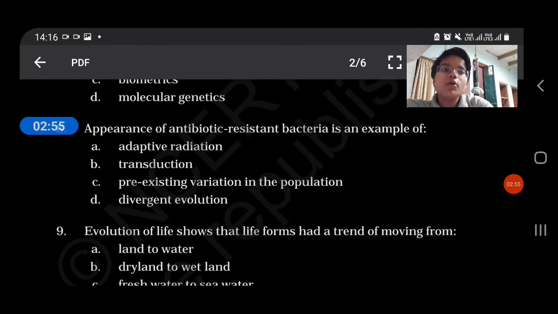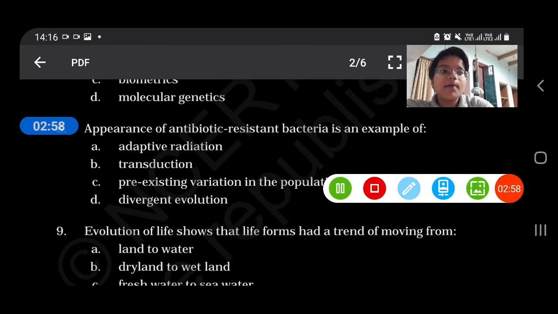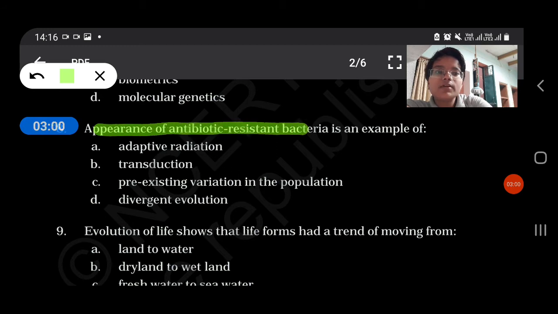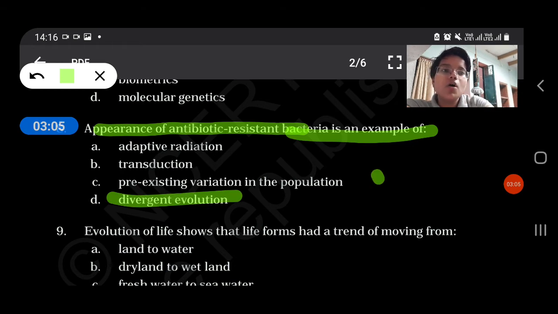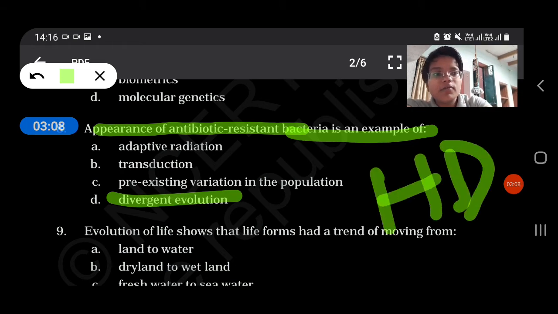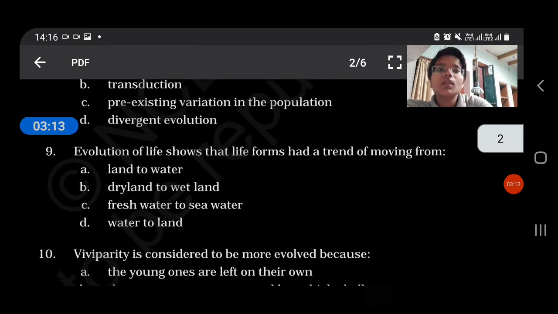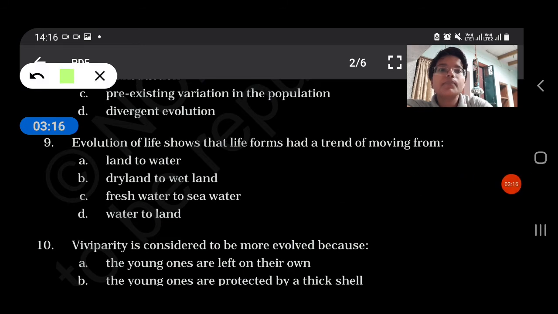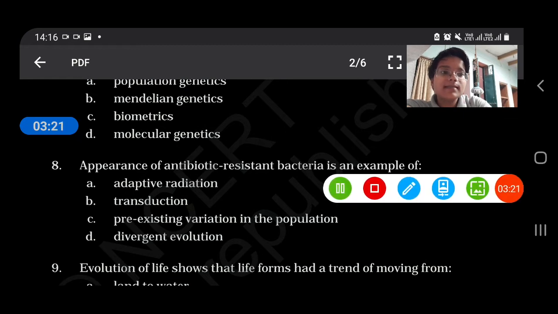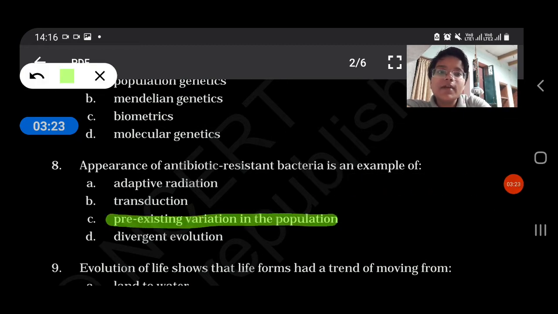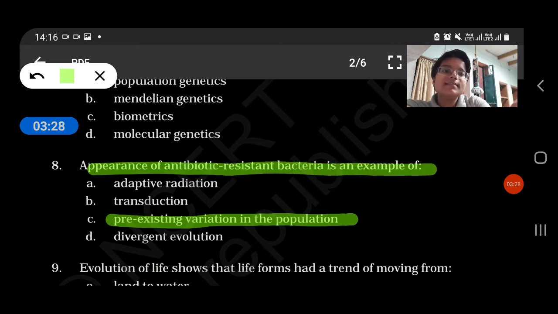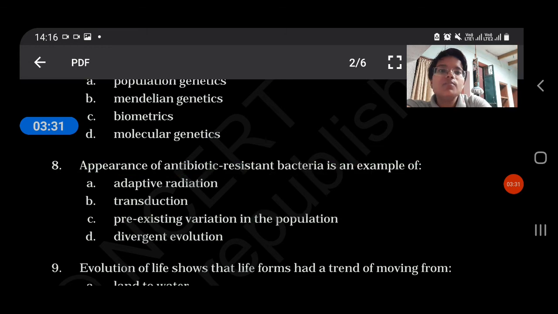Appearance of antibiotic resistant bacteria is an example of... divergent evolution. Homology and divergent evolution, HD. Okay, one minute, that was incorrect. Its answer is C: pre-existing variations in the population. Appearance of antibiotic resistant bacteria is an example of pre-existing variations in the population.